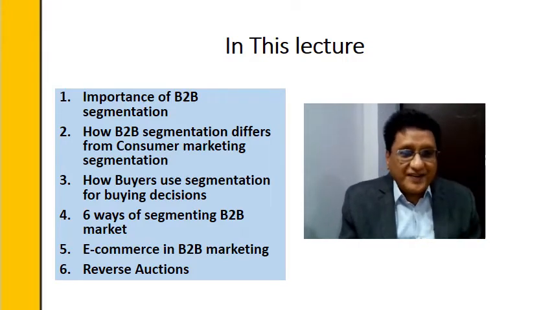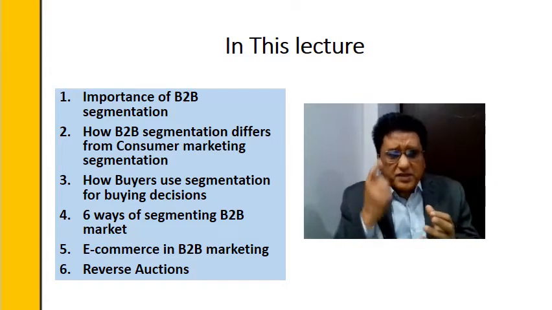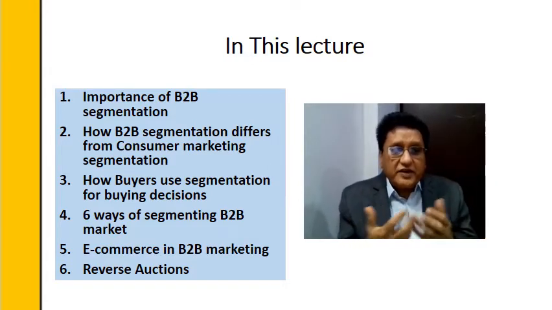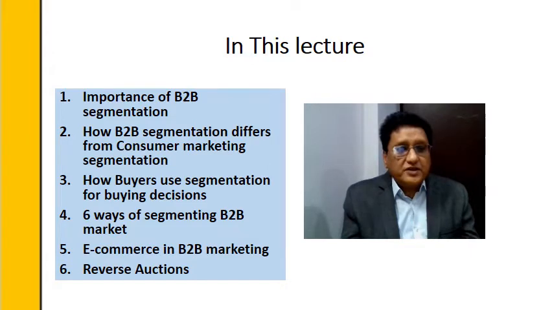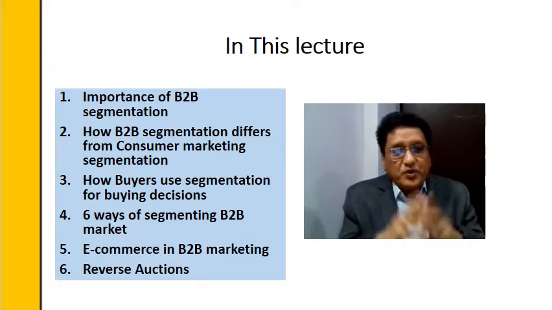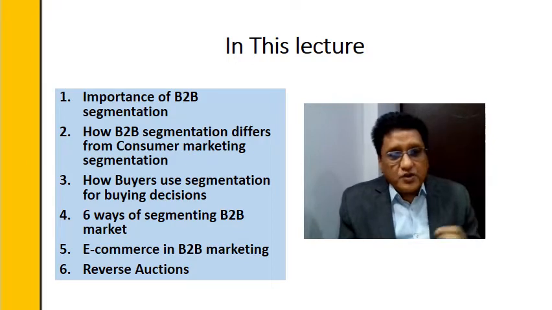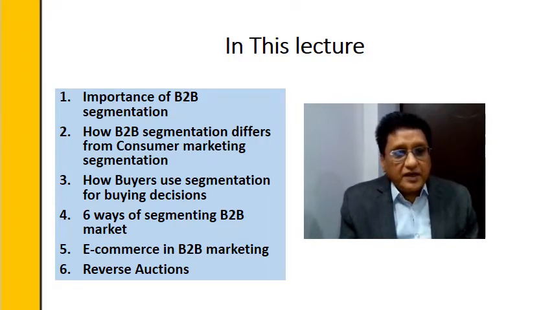It is very important. Unless we know how the buyer perceives various products which are for resale or which are for industrial consumption, we cannot actually have a marketing program to effectively sell our products. We will also cover 5 or 6 ways of segmenting B2B marketing. And if time permits, today we will cover e-commerce in B2B marketing, and we will also cover reverse auctions.